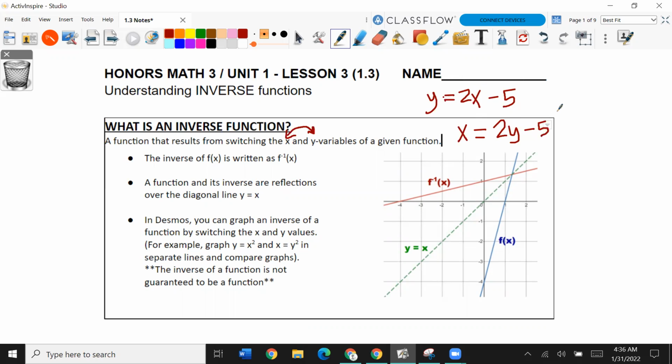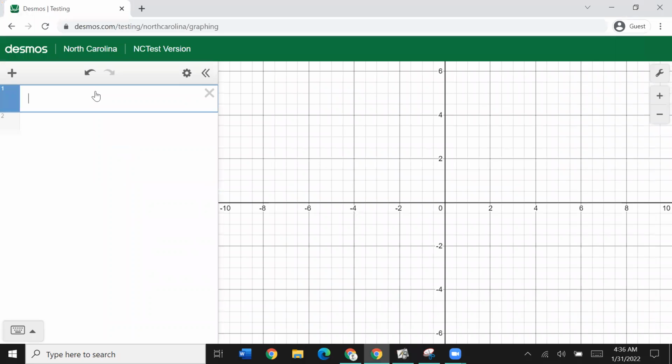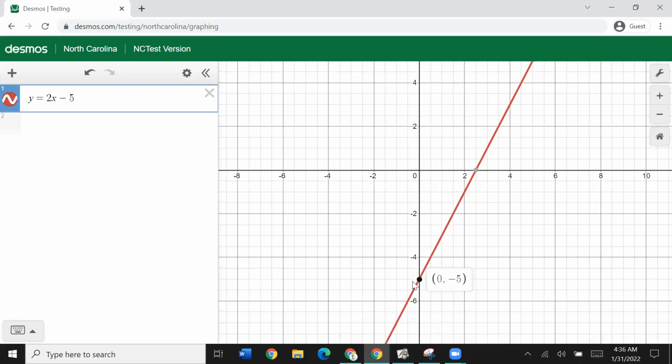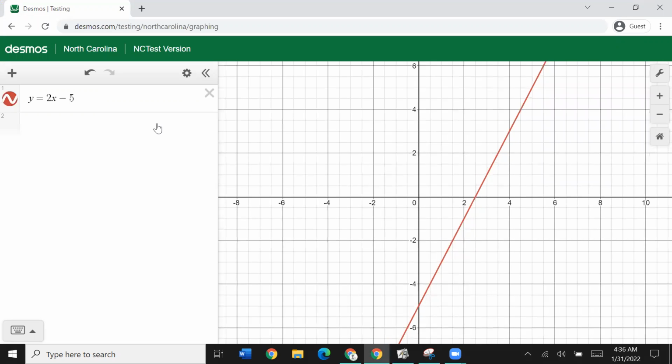So just a quick visual so you can see graphically. Go ahead and graph this with me. Go to Desmos and type in y equals 2x minus 5. You can see that's just a linear equation. It's got a slope of 2, y-intercept of 5. Hopefully you remember those little facts about lines. But now if you want to get the inverse of that function, you are going to basically switch them. Now I'll show you how to solve for that later and do all that fancy stuff. But right now you can just say x equals 2y minus 5.